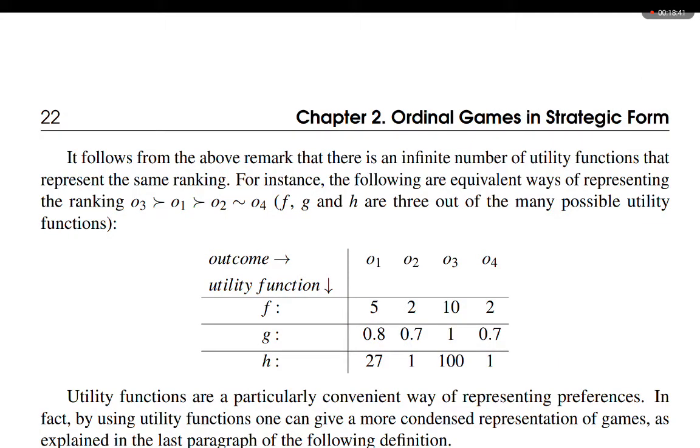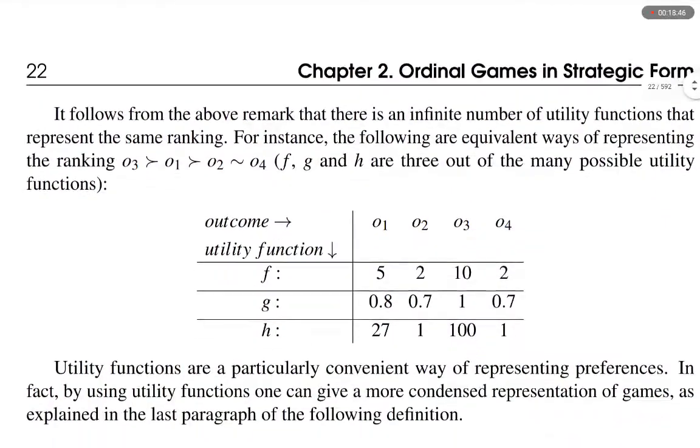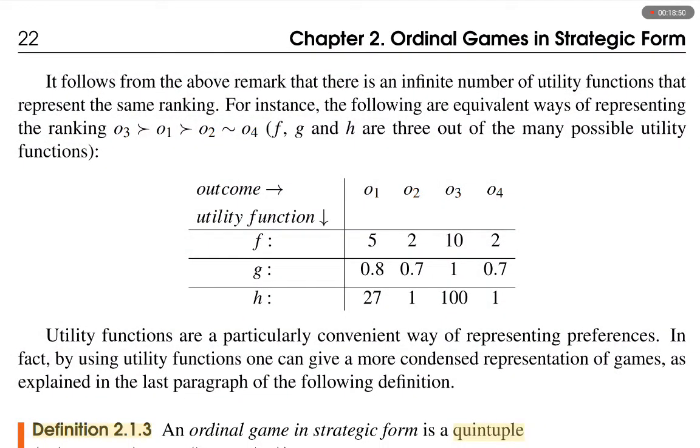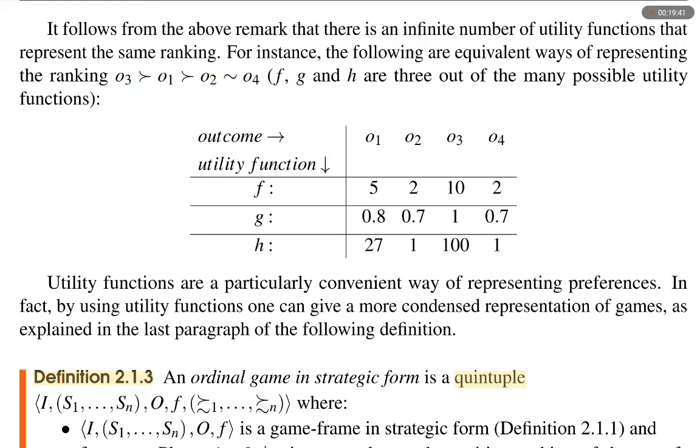It follows from the above remark that there is an infinite number of utility functions that represent the same ranking. For instance, the following are equivalent ways of representing the ranking: O3 is better than O1, which is better than O2, which is just as good as O4. F, G, and H are 3 out of the many possible utility functions. We have outcomes O1, O2, O3, and O4, and we have utility functions F, G, and H yielding real numbers.